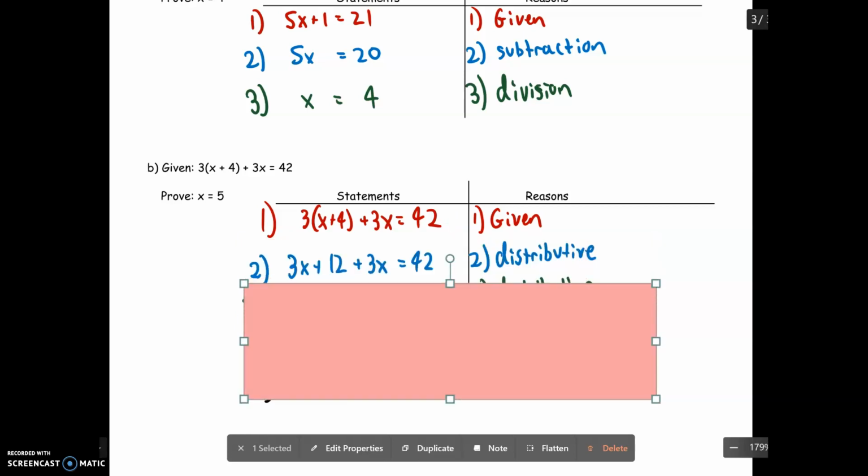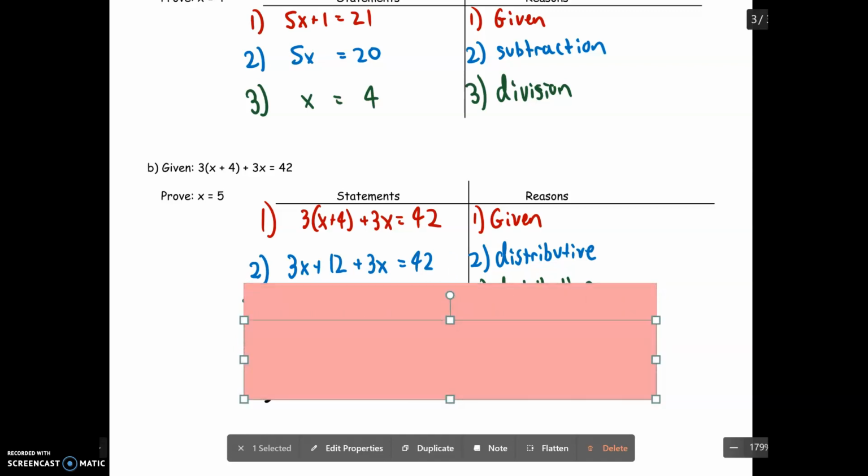Next step, again, if I was to solve this using my algebra, I would think about distributing to get rid of those parentheses. So now I have 3x plus 12 instead of, again, 3 times that quantity, x plus 4. And again, this time we just have to list the reason for it. As long as you remember that's called the distributive property, that's all you'd have to put on that line.